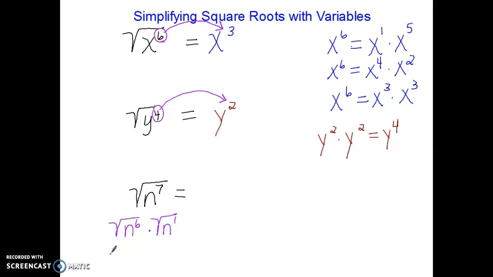N to the 6th is a perfect square, and the square root of that is n to the 3rd. I would just take my 6 divided by 2, so my new exponent is 3. My other n to the 1st that's under the square root is not a perfect square, so it will remain under the square root symbol.